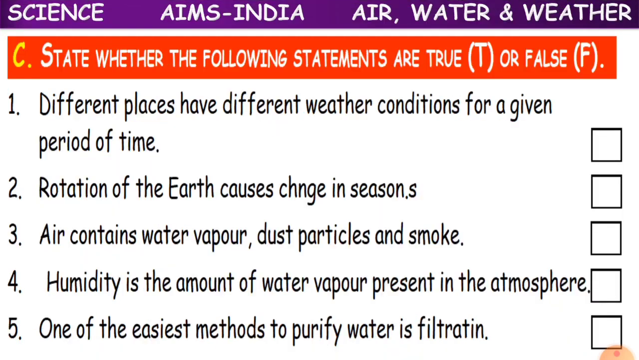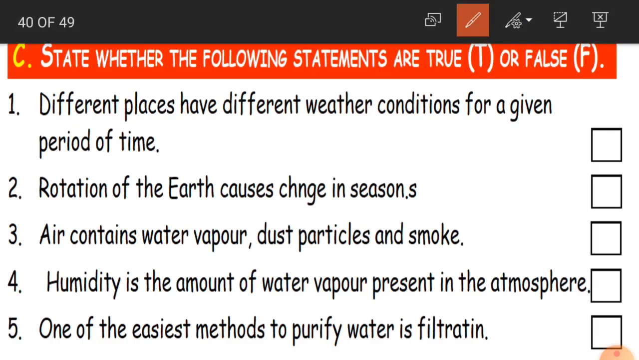Clear, children? Yes, now in this exercise we are going to state whether the following statements are true or false. And the first question here is different places have different weather conditions for a given period of time. Is it true? Yes, this is true. As we have learned, different places have different conditions at a particular time.